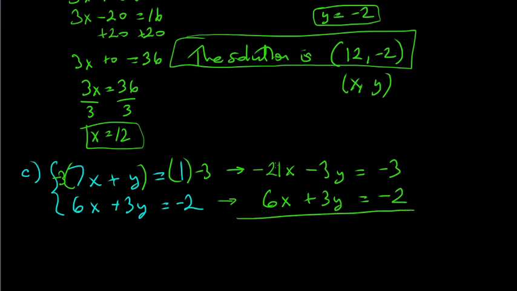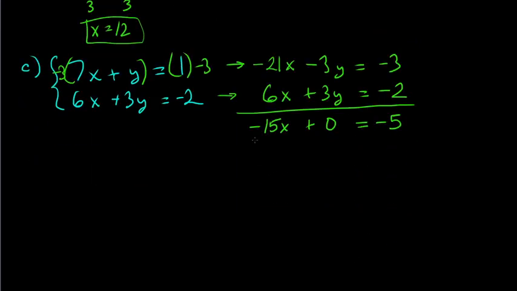And now just add them up. Negative 21x plus 6x is negative 15 times x. Negative 3y plus 3y is 0y, which is 0. And negative 3 plus negative 2 is negative 5. Right. So we have negative 15 times x equals negative 5. Divide by negative 15 on both sides. So x is negative 5 divided by negative 15.